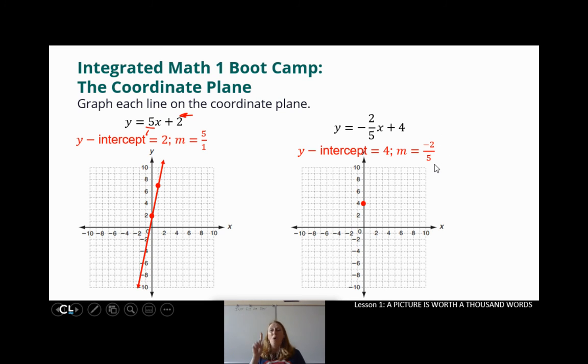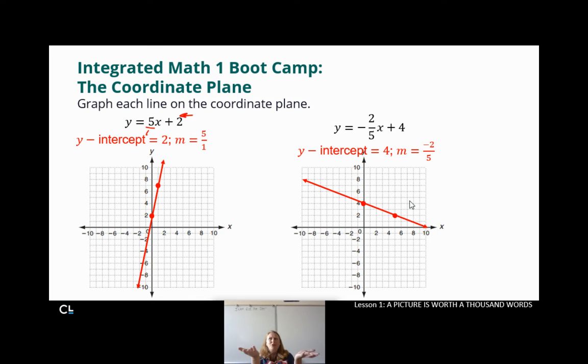So I'm not going to go up 2. I'm going to go down 2. But I'm still going to run 5 to the right. So that negative says I need to go down 2, 1, 2. And then I'm going to run 5 to the right: 1, 2, 3, 4, 5. Make my other dot and connect them up. Yeah. That wasn't so bad.